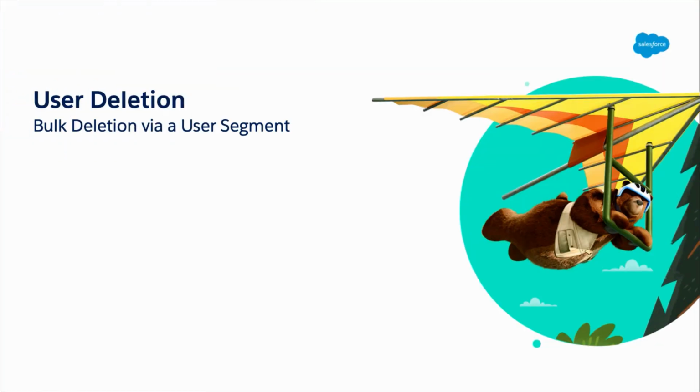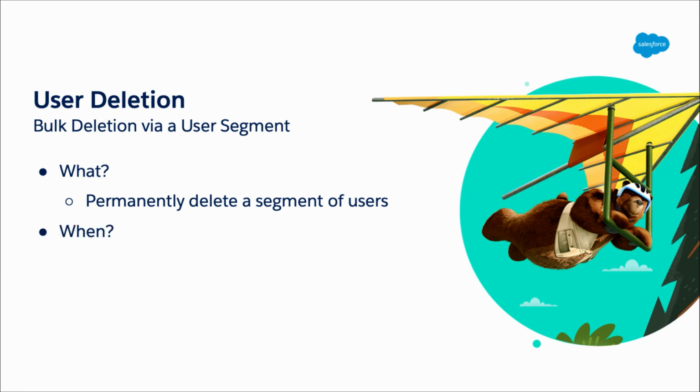Welcome. In this video, we're going to show you how to use the bulk user deletion using segments feature within Interaction Studio. But let's begin with a quick overview of what it is, when you would use it, and who can perform the deletion. Very simply put, Interaction Studio's bulk user deletion functionality allows customers to permanently delete all users in a selected segment from the platform, providing you with increased control over the number of users that reside in the Interaction Studio system.